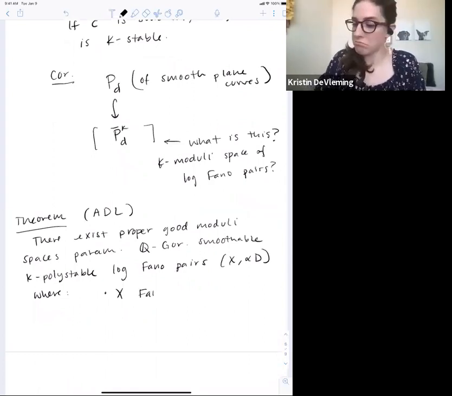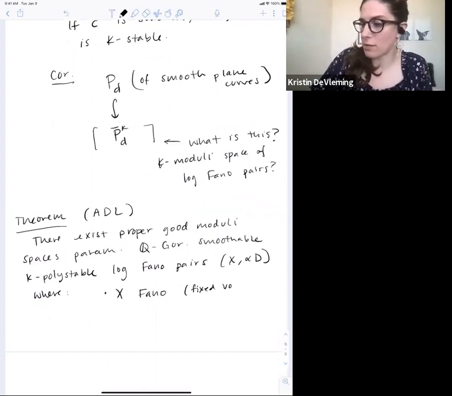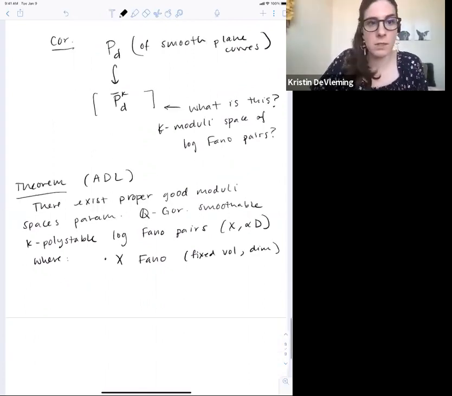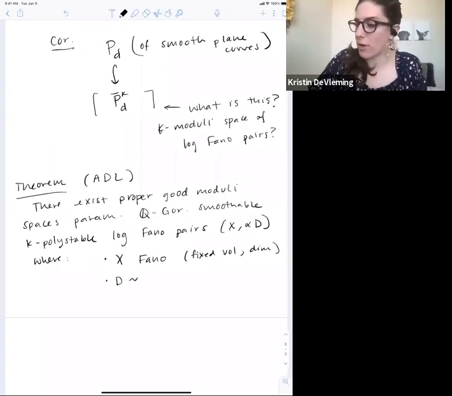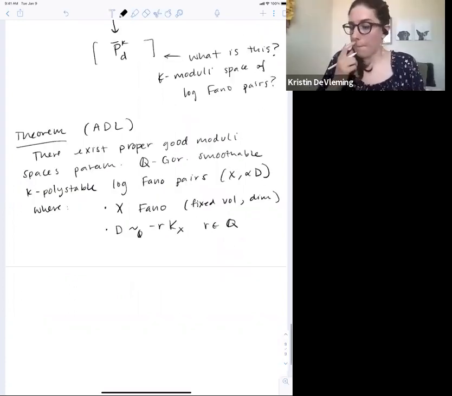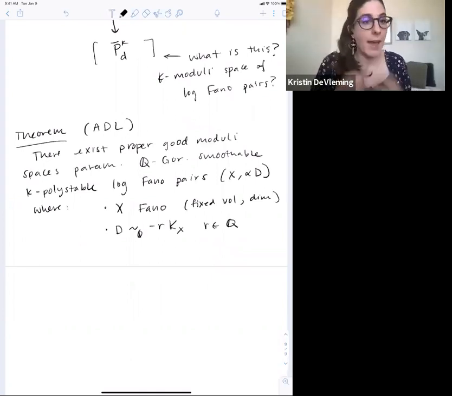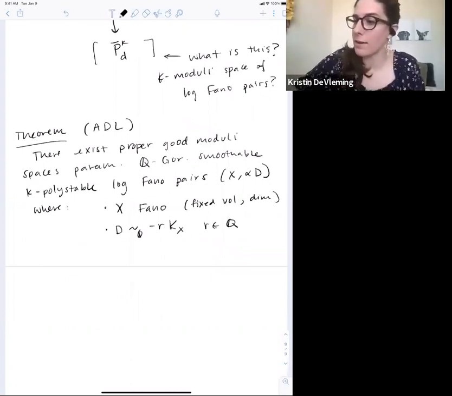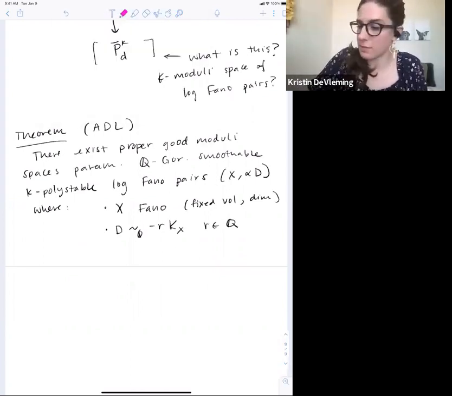So X is Fano. So like in the case of P2, this will work, or a degeneration of P2, this will work. And you want to fix some volume and dimension in order to get a well-behaved moduli space. The divisor D is a rational multiple of the anti-canonical divisor. So this is sort of exactly the setup that we have in Hacking's moduli space, except we're requiring that our pair in this case is log Fano. So we're requiring that alpha is small. Maybe the thing I should point out is that alpha and r are fixed in this problem.